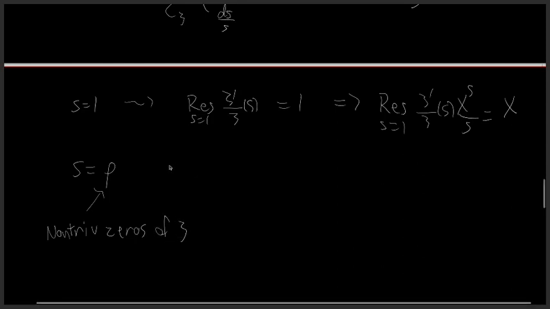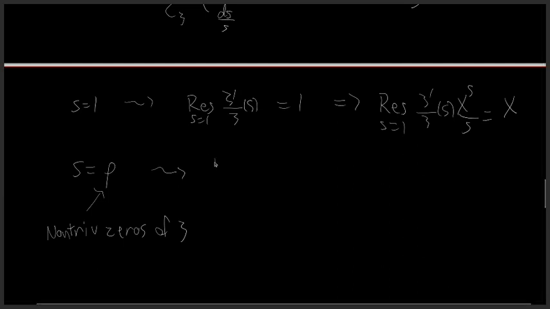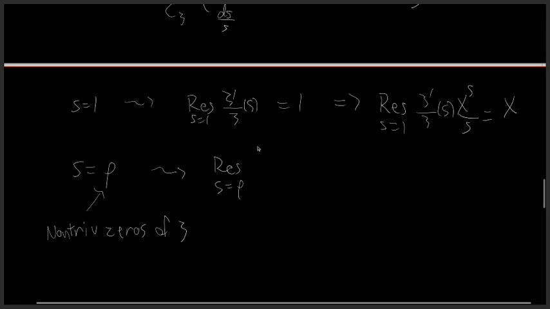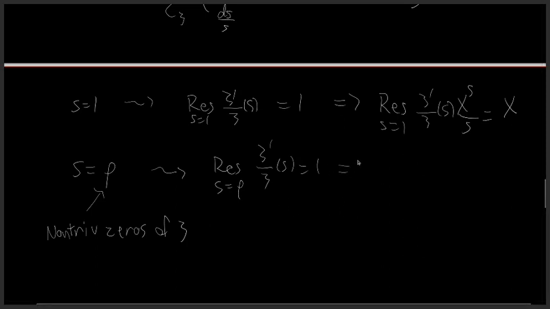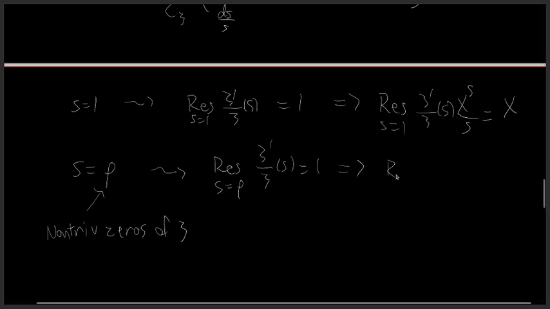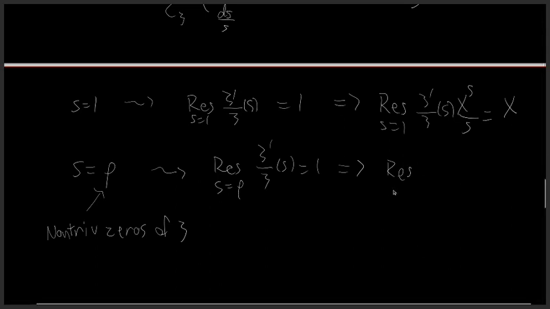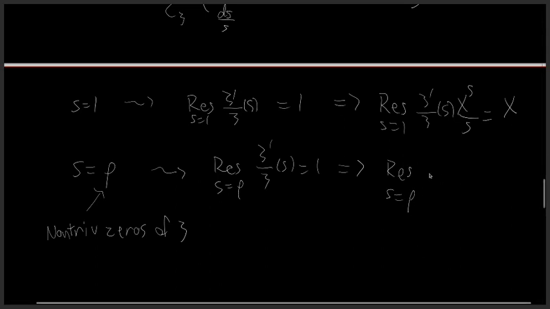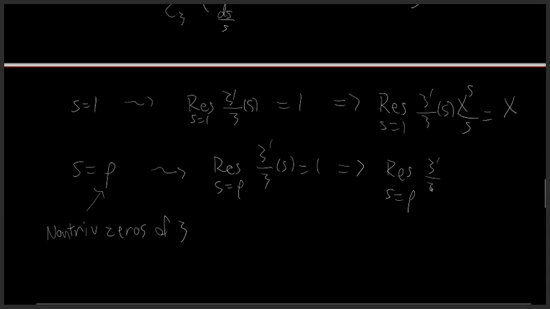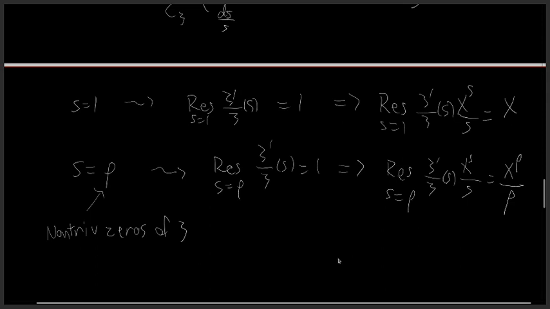And again, as discussed previously, the residue at these non-trivial zeros of zeta prime over zeta was also 1 for all of them. And what that means is that the residue at s equals rho of zeta prime over zeta of s times x to the s over s is x to the rho over rho. Okay?